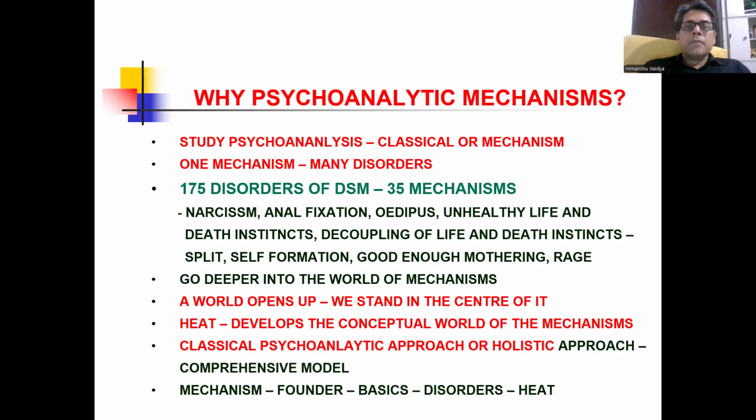Last time we started off with the mechanism of split. We said a single mechanism can lead to a multiplicity of disorders described in different chapters of DSM. Therefore, the 175 or odd psychologically heavy disorders of DSM-5, if you reduce them to mechanisms, you will be able to reduce them to not more than 35 mechanisms delineated in various schools of psychoanalysis. And if you use only one school, you will look at 4 to 5 mechanisms only into which the whole DSM has to reduce and converge.